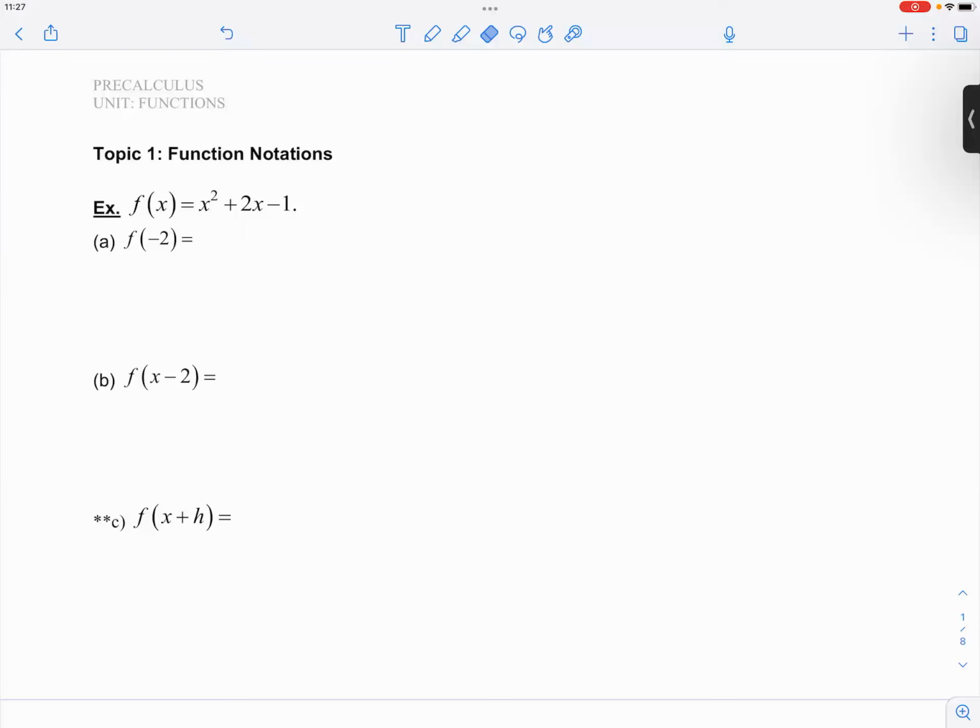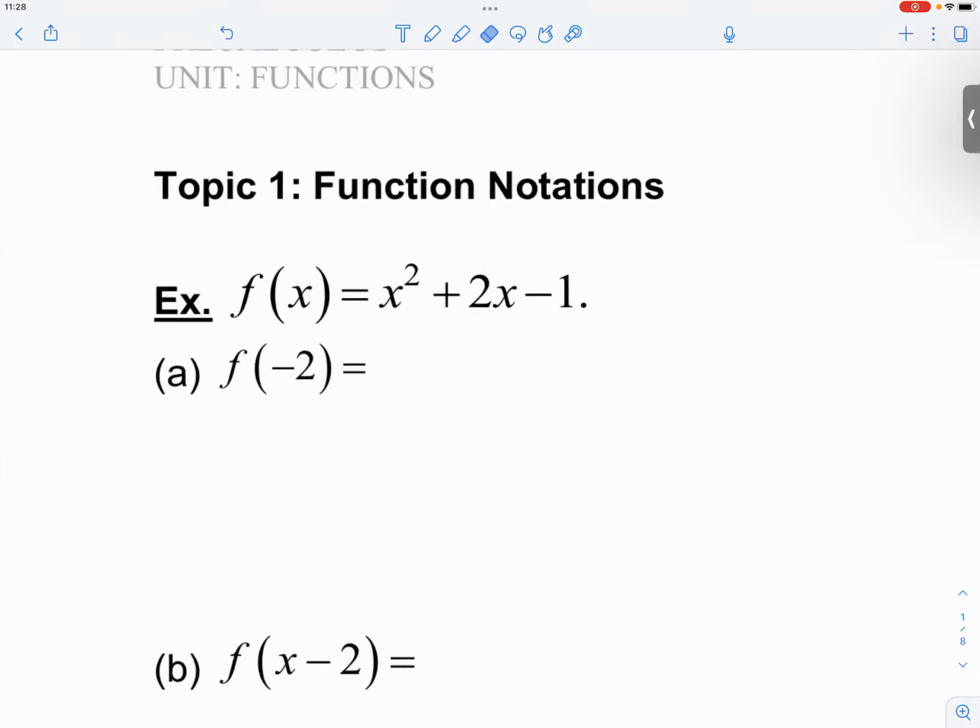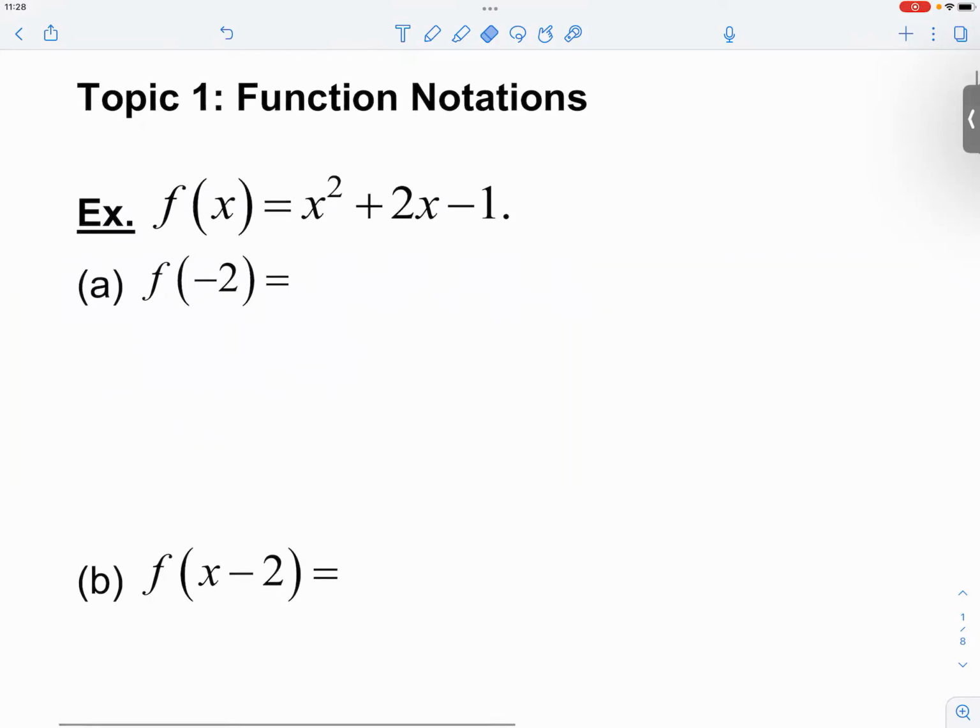Okay, so our first official topic here is function notations. All right, function notations. It's very straightforward. And for part A, I would say everybody should know how to do this. So we have the function f of x here. f of x is equal to x squared plus 2x minus 1.